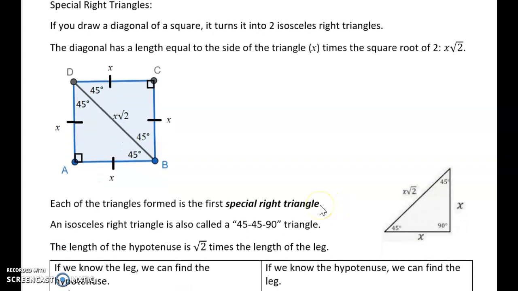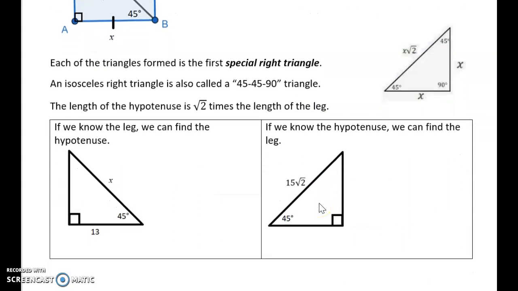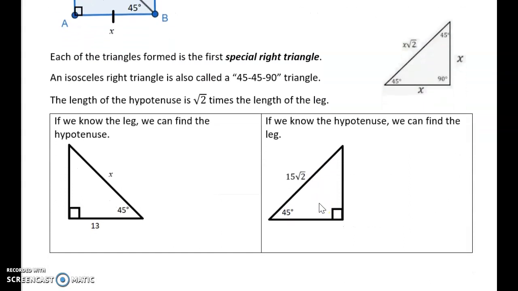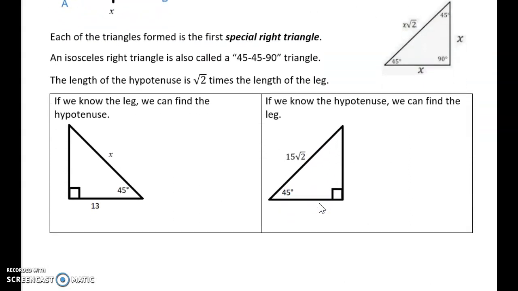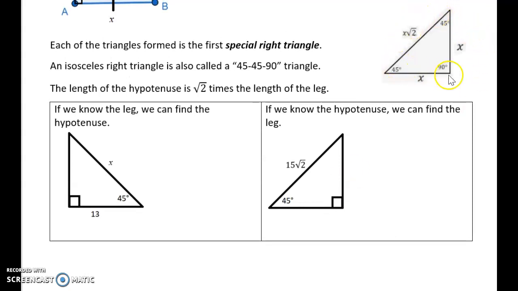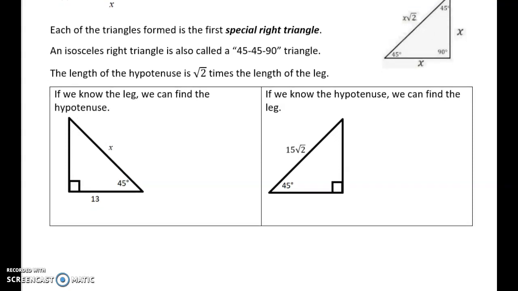Okay, we call it a 45-45-90 triangle, and the length of the hypotenuse is square root of 2 times the length of the leg. So we don't always have to have it constructed as a diagonal of a square, but when we see it by itself, it looks something like this very often. So when I want to find the length of a leg, or the length of the hypotenuse, I can apply my special right triangle formulas.